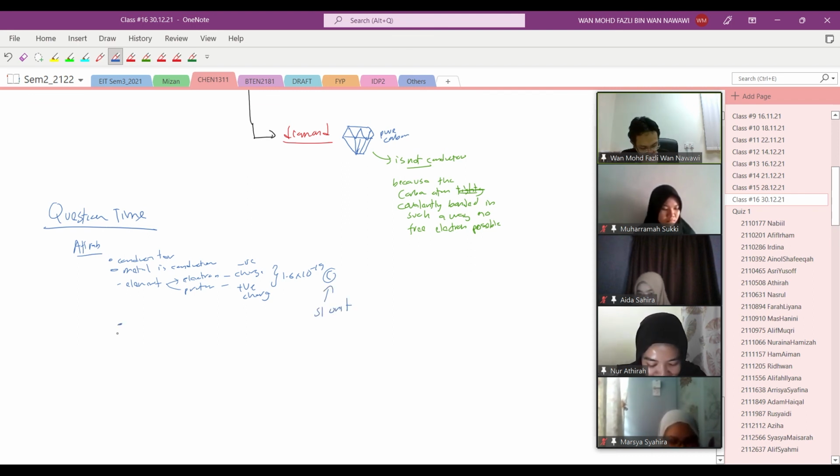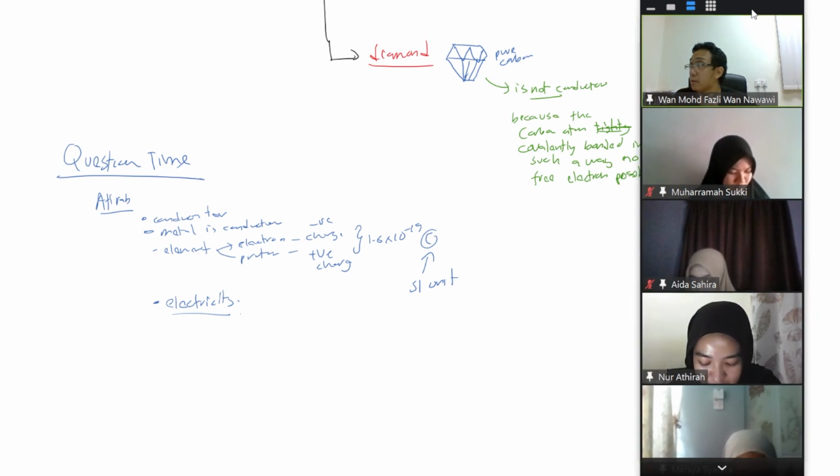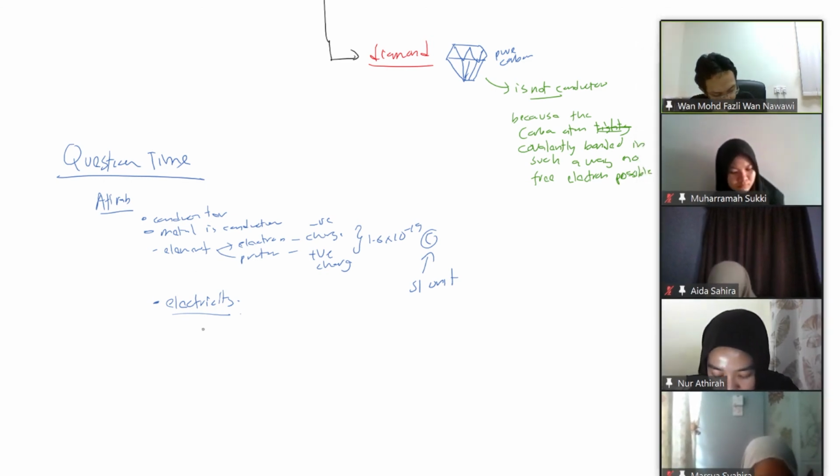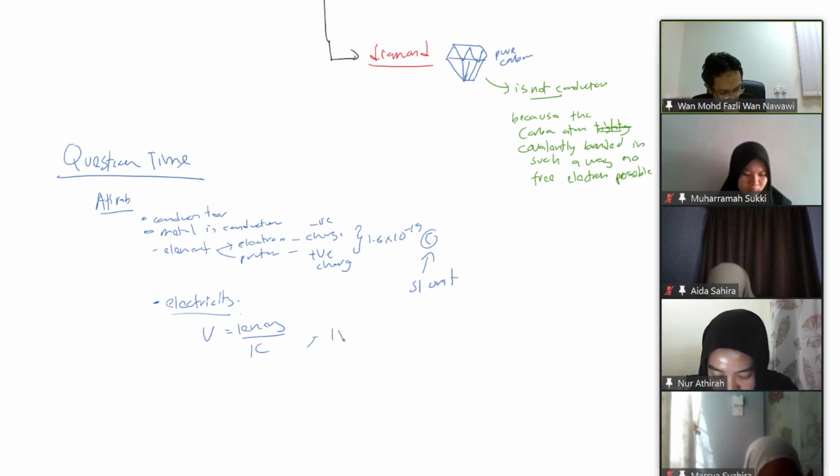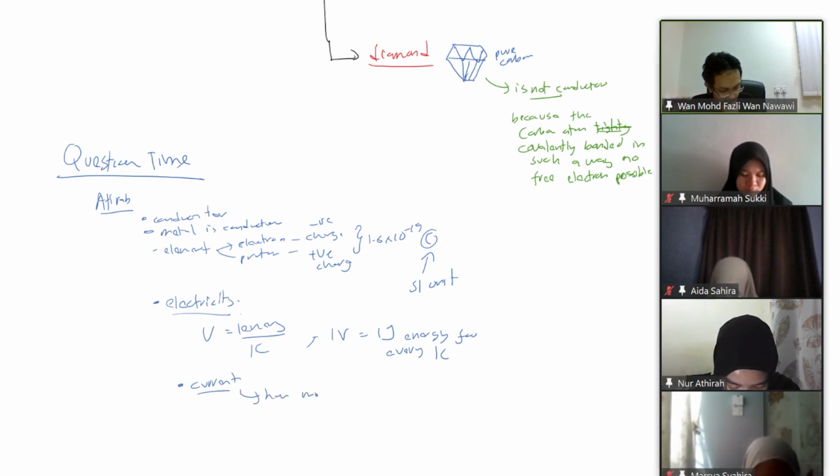The second is we learn about electricity. The formula to calculate the voltage is potential energy over one Coulomb, because we know one volt will give 1 joule of energy for every 1 Coulomb passing through. Next we learn about current. It is how much Coulomb passes per second, and we know that you just need a mobile charge to get electricity.